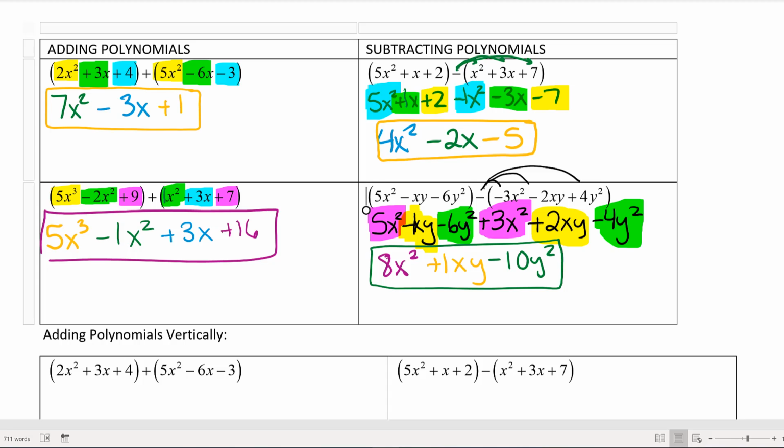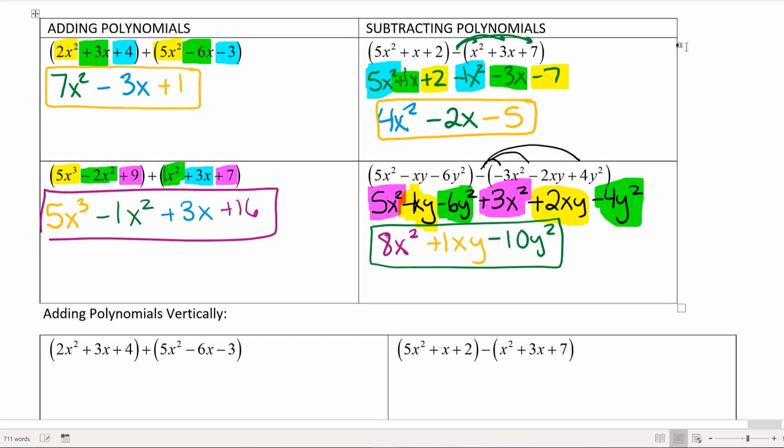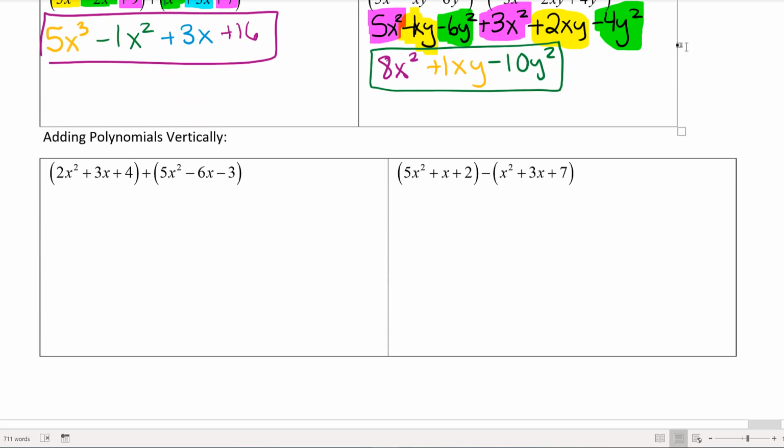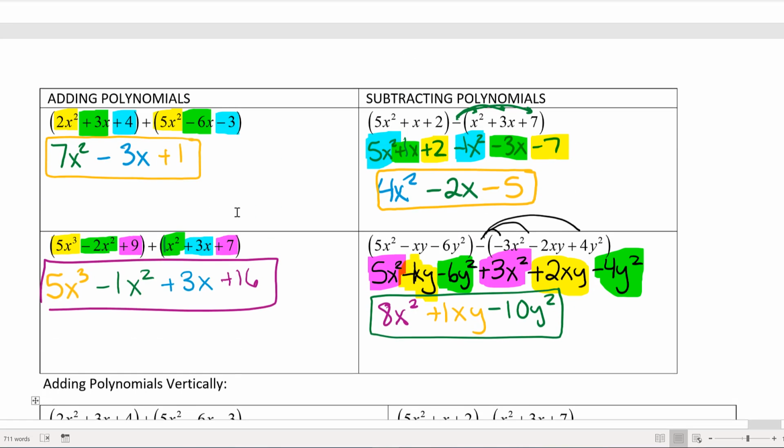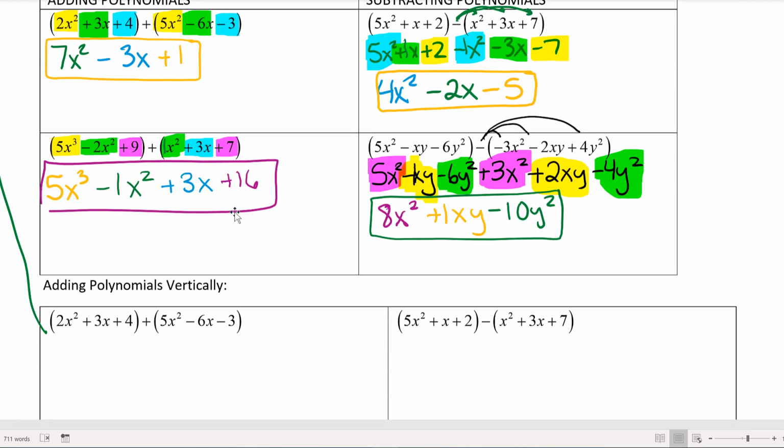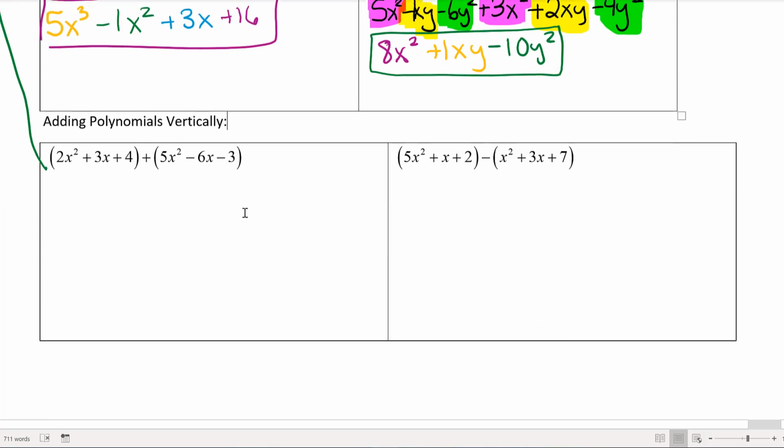All right, the next thing I'm going to show you is similar to what we're doing here, except it's just writing the polynomials vertically. You don't have to do it this way, but some people like it better this way, so I'm going to show you just a different way of doing the same problem. Notice that this is the exact same problem as the first one we did, so we're hoping to get the same answer. I'm just showing you a different way of writing it.